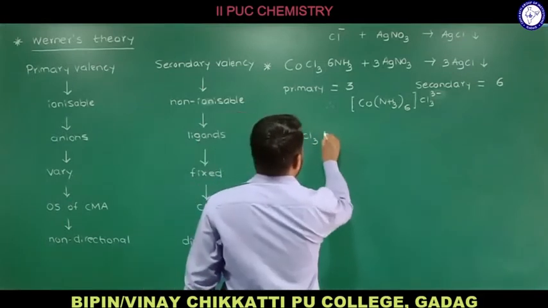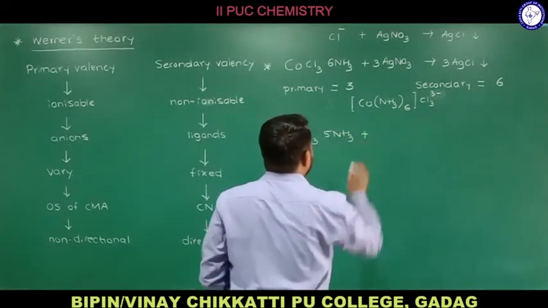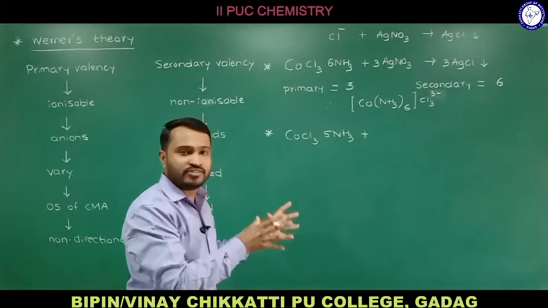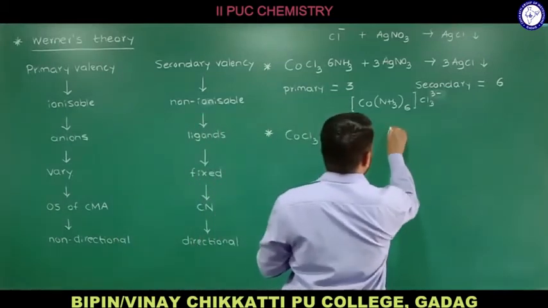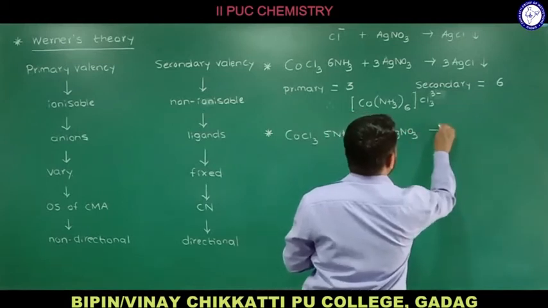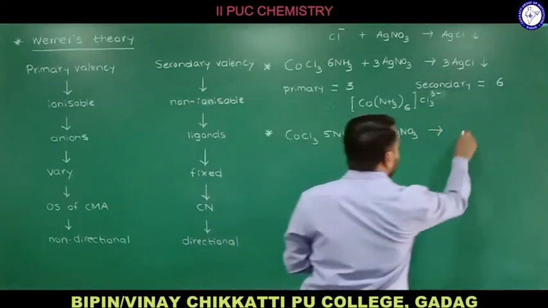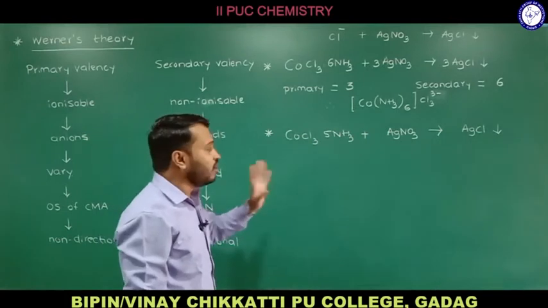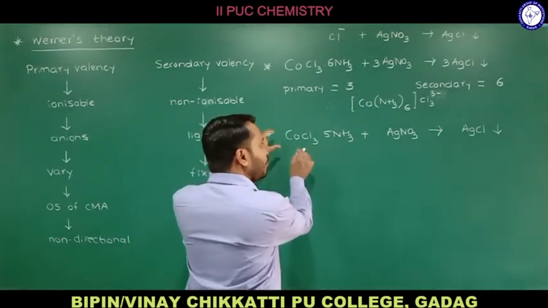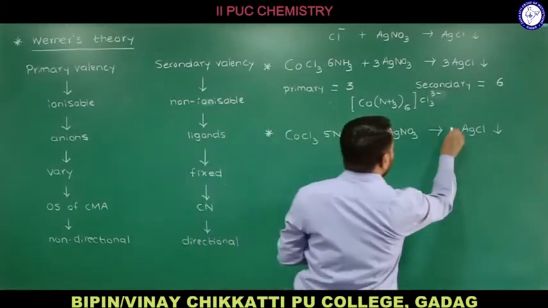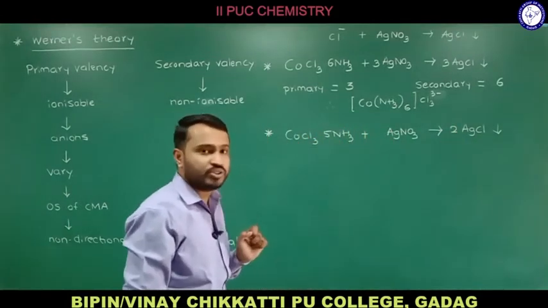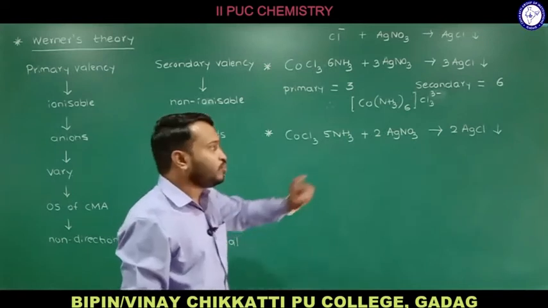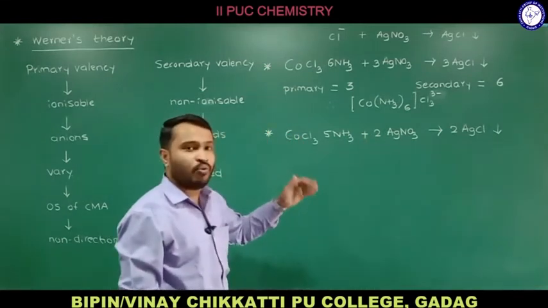CoCl3·5NH3. The second kind of compound has cobalt as the central metal atom, and Cl minus and NH3 as the ligands. When he treated this coordination compound with silver nitrate, the precipitate obtained is silver chloride, AgCl. Practically, Werner observed that when this particular compound is treated with excess AgNO3, 2 moles of AgCl precipitate are observed. Since I have 2 AgCl, I can say that 2 AgNO3 is utilized. So 2 moles of AgCl is the experimental data that Werner observed.